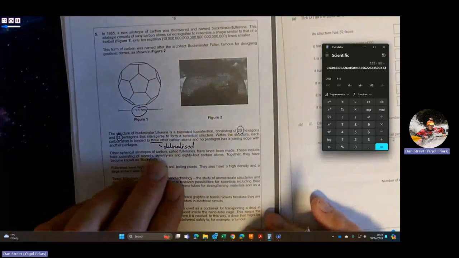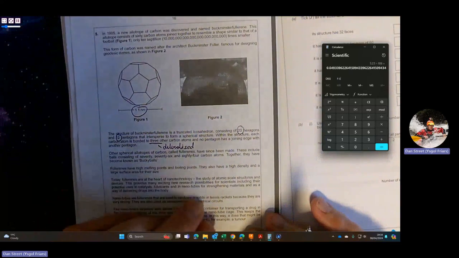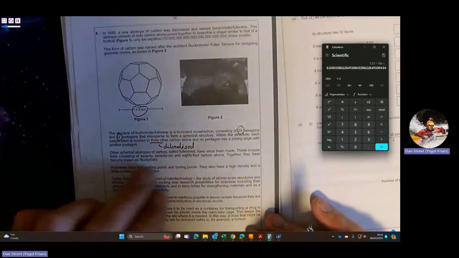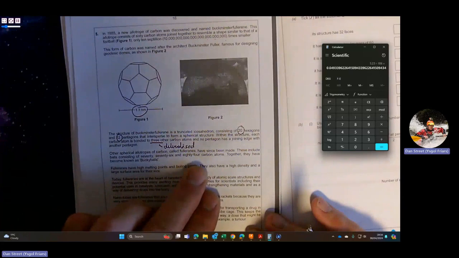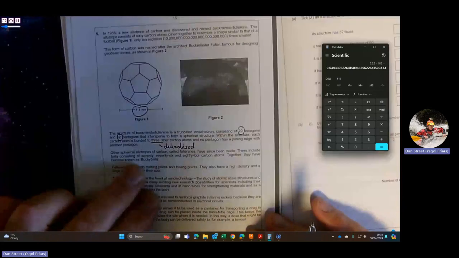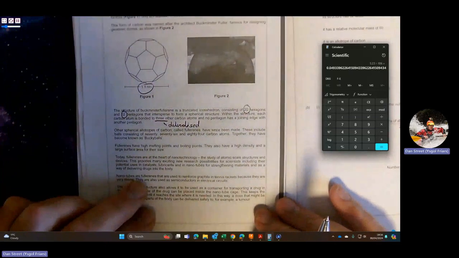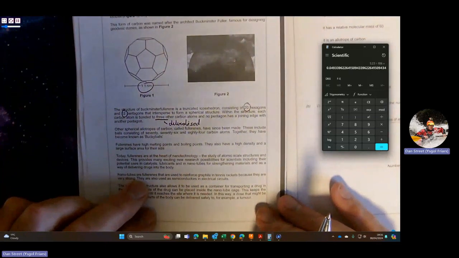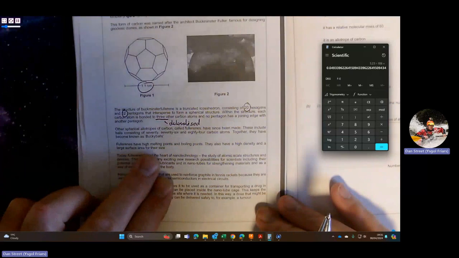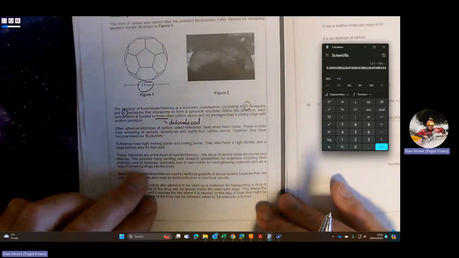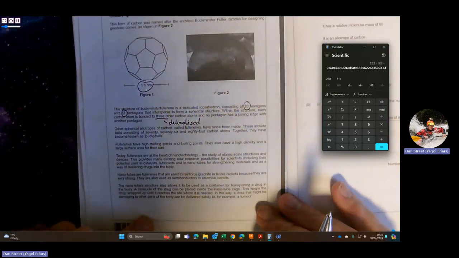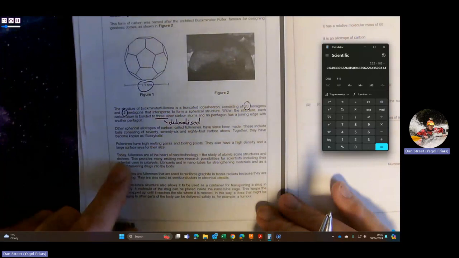Anyway, other spherical allotropes of carbon called fullerenes have since been made. These include balls consisting of 70, 76 or 84 carbon atoms. Together they become known as buckyballs. Fullerenes have high melting points and boiling points. They also have a high density and a large surface area for their size. Today, fullerenes are at the heart of nanotechnology, the study of atomic scale structures and devices.